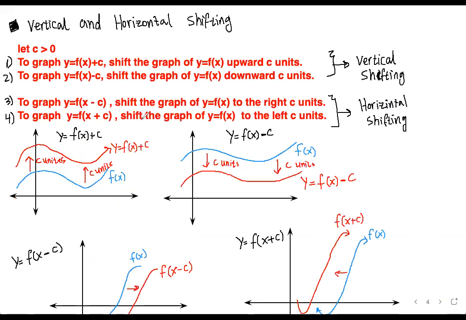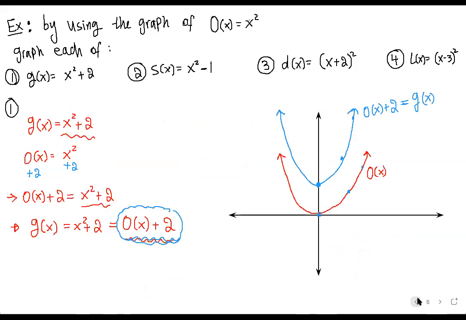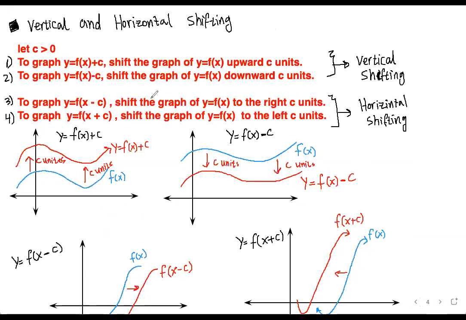To graph this function, I have to shift the original function to the left C units, because we have a positive plus. Also, the number is inside the parentheses, not outside. Look, the 2 is inside the parentheses. This means we have to use horizontal shifting, properties 3 and 4, to the left or to the right.